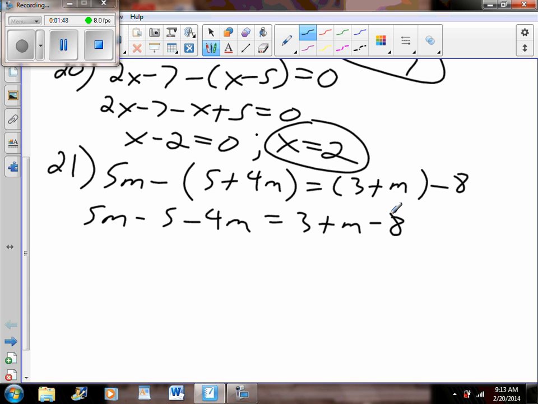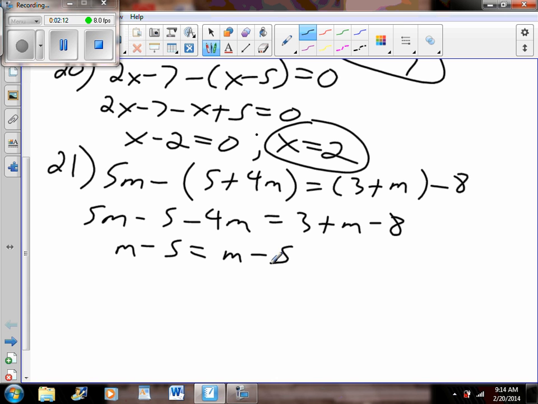Now let's combine our m's. Let's combine on both sides before we move anything around. Let's combine our like terms. 5m minus 4m is m. Okay, minus 5. 3 plus m minus 8. 3 and a negative 8 is a negative 5. So m minus 5, right?